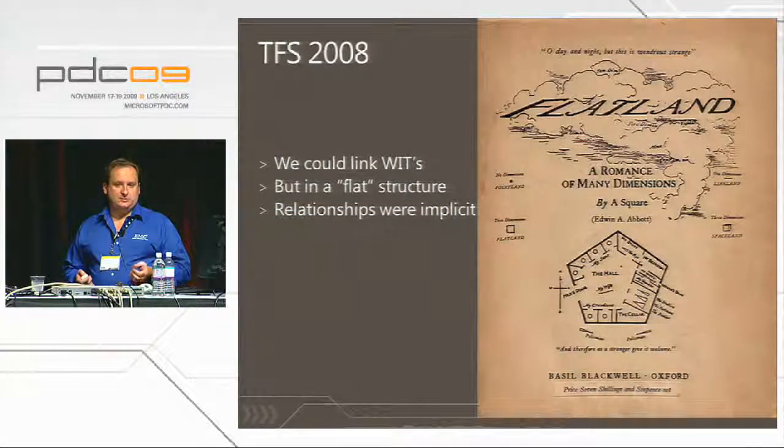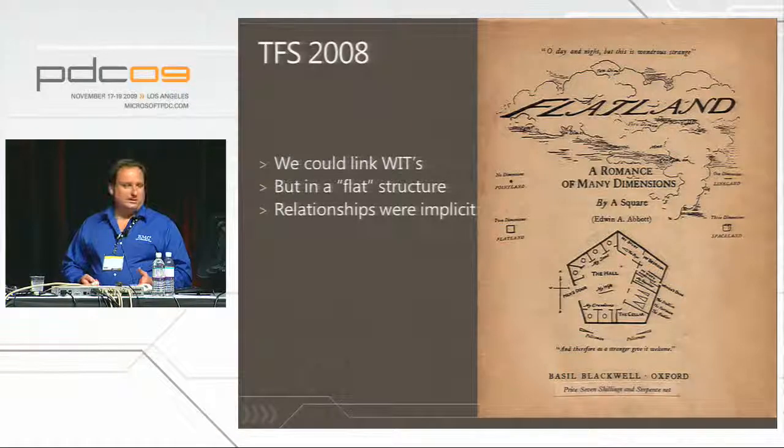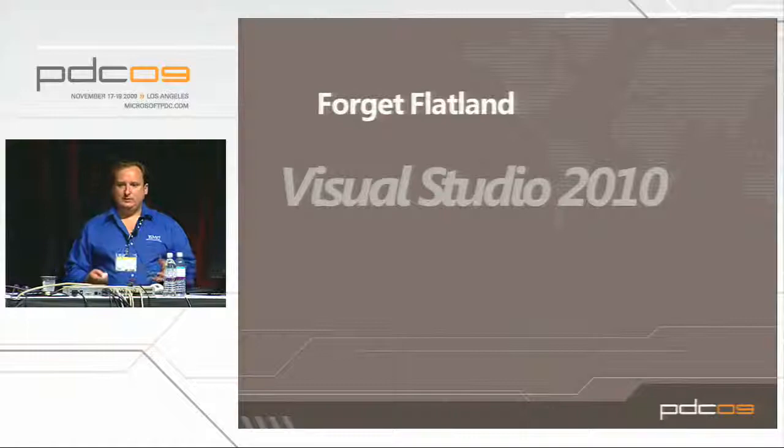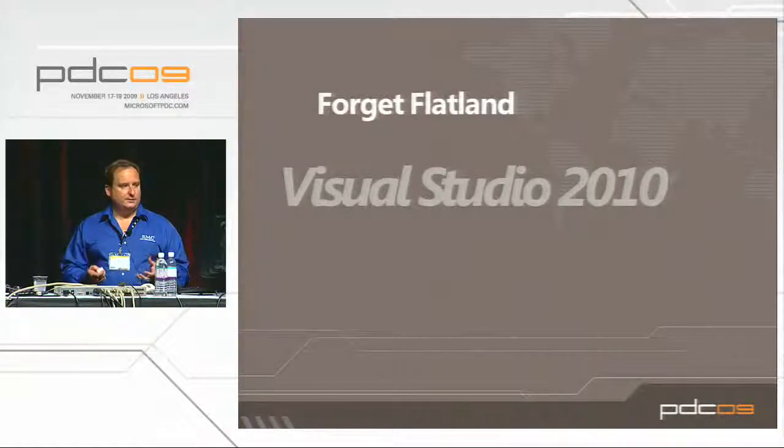So, for those of you using TFS 2008, who's linking things together? Who's linking the work item types? Not many of you actually, because it's not particularly valuable, is it? You can link them, but it's a flat structure, and it's a very implicit relationship, and it doesn't really mean anything. So, in 2010, they do mean things. You can have a very expressive kind of template.